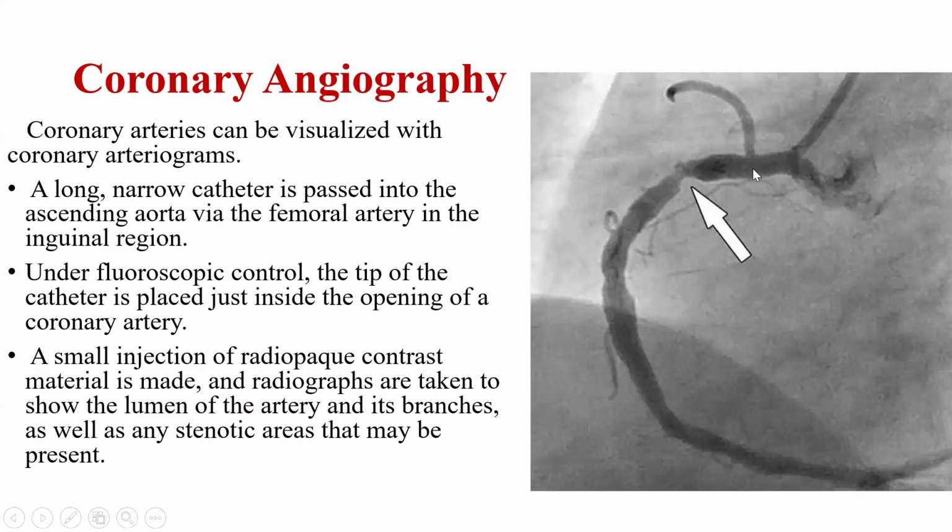So here you can see the angiogram. Coronary arteries can be visualized with coronary arteriograms. A long narrow catheter is passed into the ascending aorta via the femoral artery in the inguinal region. Under fluoroscopic control, the tip of the catheter is placed just inside the opening of a coronary artery, and a small injection of radiopaque contrast material is made, and radiographs are taken to show the lumen of the arteries and its branches. Now, in this picture, you can see a stenotic area, which shows the blockade.